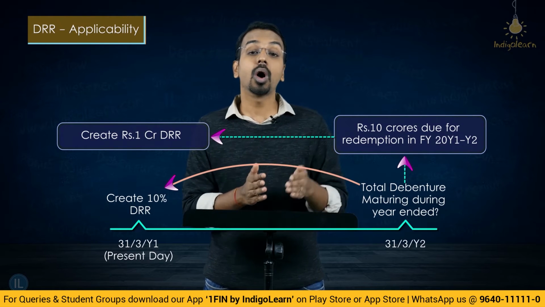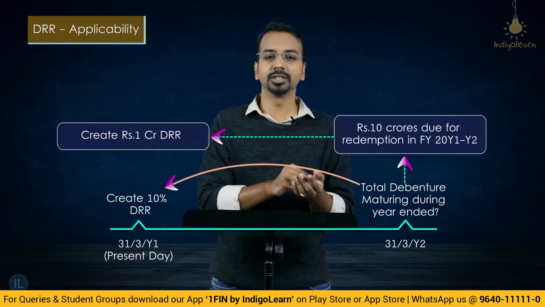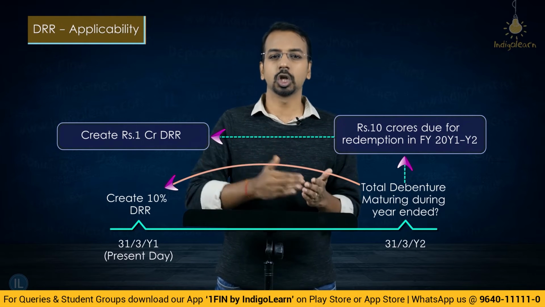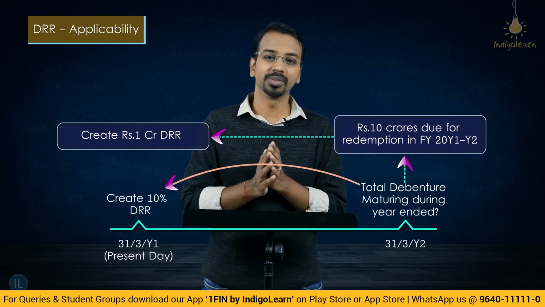So you need to see what are the debentures that are maturing in the next financial year, and out of the total value of debentures, you need to create 10% as the DRR. But as a matter of prudence, a lot of companies would create DRR as soon as possible or at the time of issue itself.